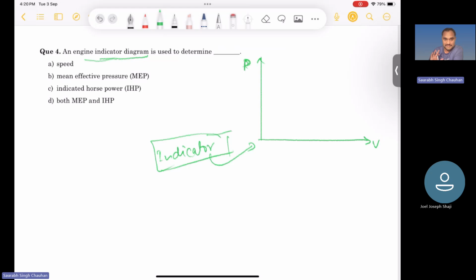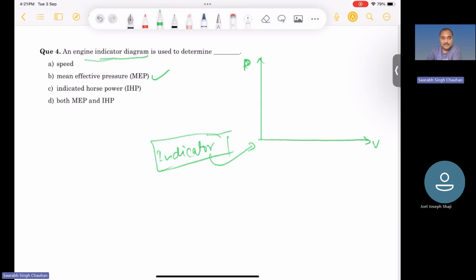Okay, so nothing special. From the PV diagram, what can you get? Can you get the speed? No, you cannot get the speed because there is no time information in the PV diagram, right? So you cannot get the speed. You can get the mean effective pressure. Yes, you can get the mean effective pressure. Mean effective pressure is basically some sort of average that you can get from this PV diagram.